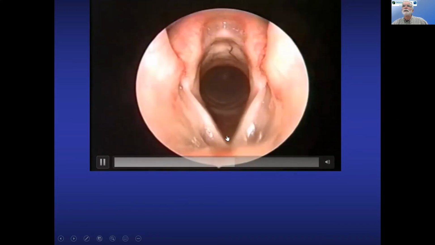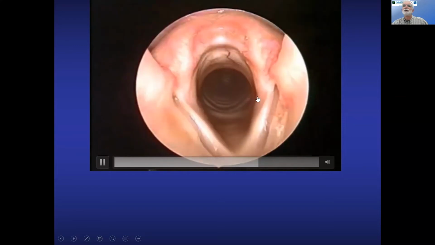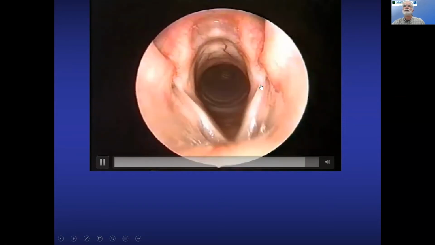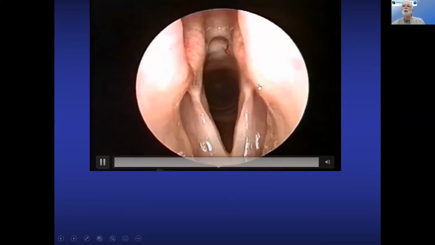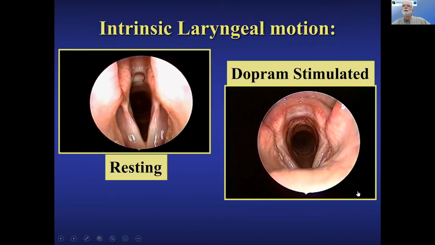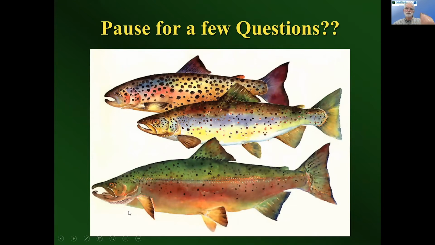So right about now, doxapram kicks in. Nice taut cords, wide open. And occasionally, as I said, you will see the glottic opening cords open and close. Not in this case, okay? All right. So what they look like at rest, what they look like stimulated, two different cases. And now I think I'm going to leave Dave a question about those brachycephalics. I got a couple of questions.